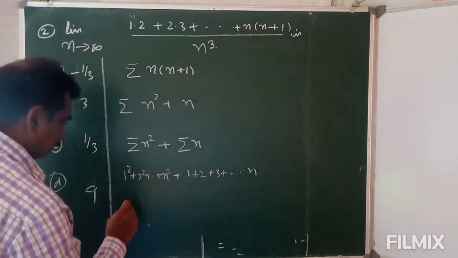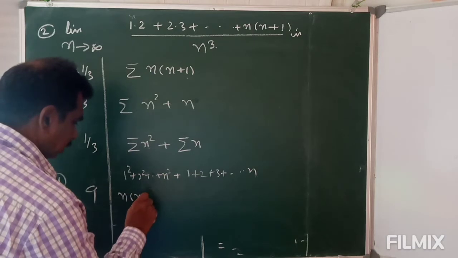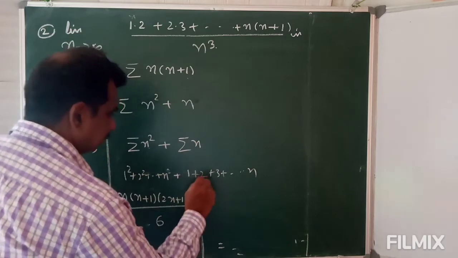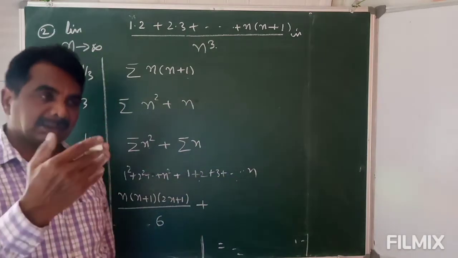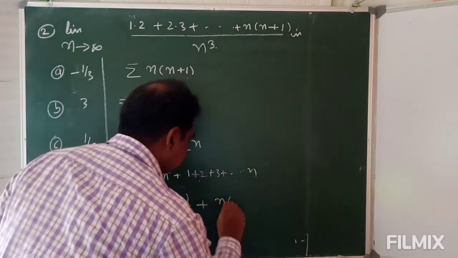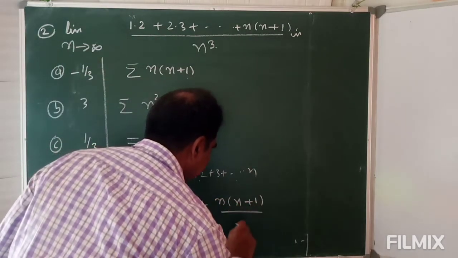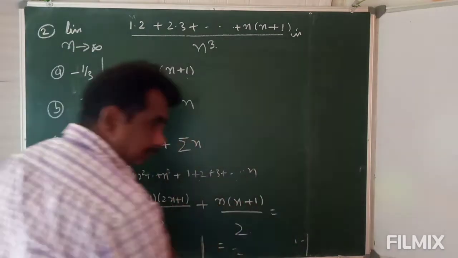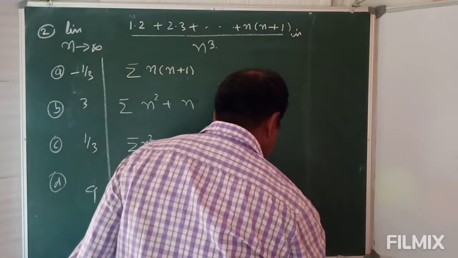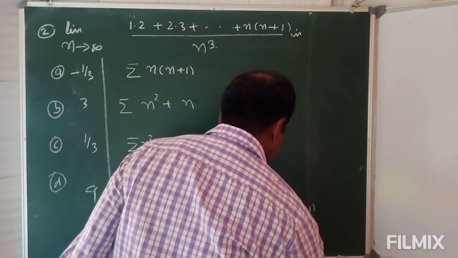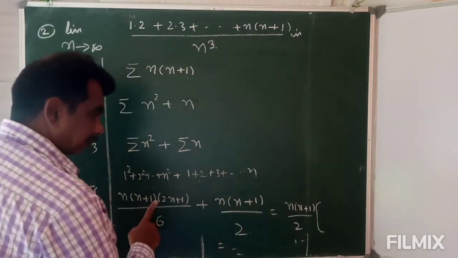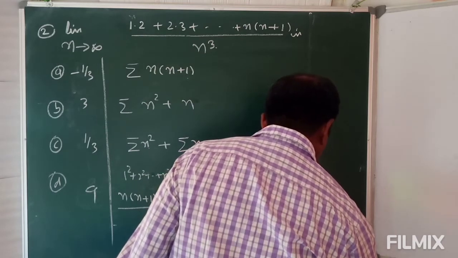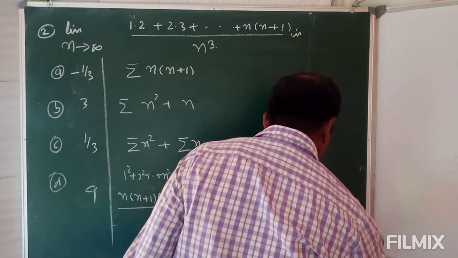Okay. What is the formula? N into n plus 1 into 2n plus 1 divided by 6 plus what is the sum of natural numbers? N into n plus 1 by 2. Good. N into n plus 1 divided by 2. Here n into n plus 1 is there. Here n into n plus 1 take it outside. What happens? By 2. Okay, good. N into n plus 1 divided by 2. Take it as a common factor. What happens? 1. Good. 2n plus 1 by 3 minus 1. Okay.